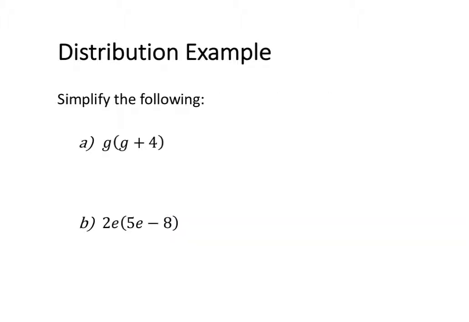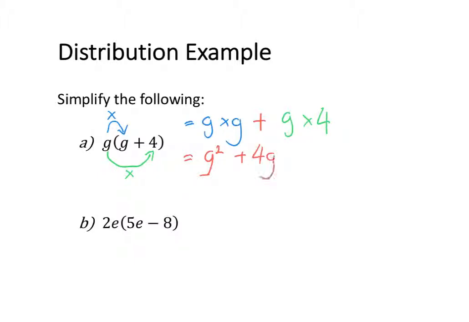So in the first example, I want to distribute g into my brackets, g plus 4. So the first step is to take the g and multiply it by my first term. So that is going to equal g times g, and then plus g multiplied by my second term, which is 4. So that's going to be g times 4. And to simplify, that will become g times g, which is g squared, plus g times 4, which is 4g. So g squared plus 4g.